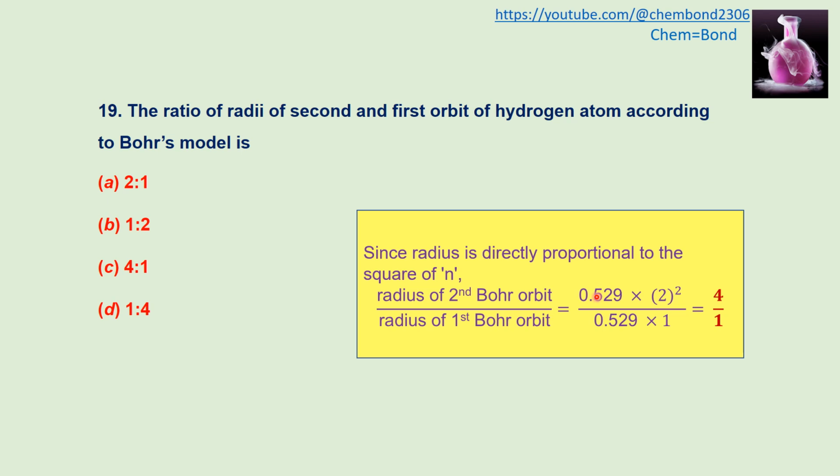Similarly, in the radius formula, the second orbit is divided by the first orbit. 0.529 and 0.529 will cancel out. We get 2 square, which results in 4, and 1 square, which results in 1. So 4:1 is the radius ratio of the second with respect to the first orbit. That is the correct answer.